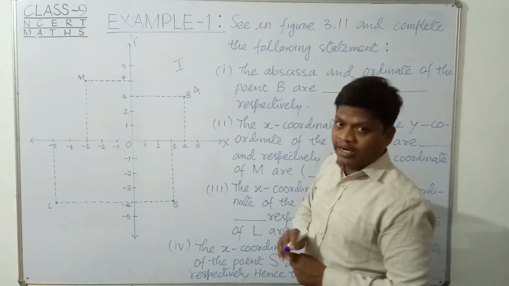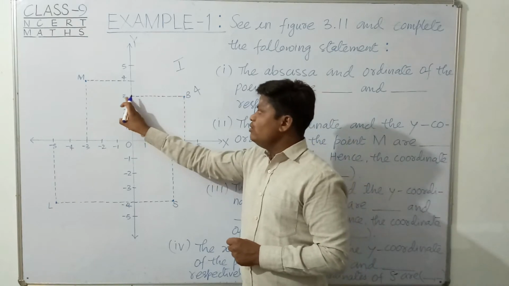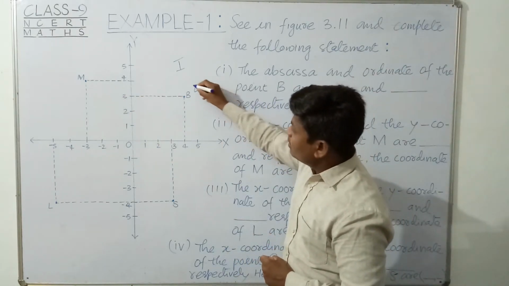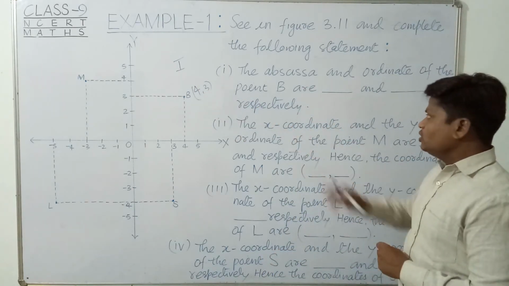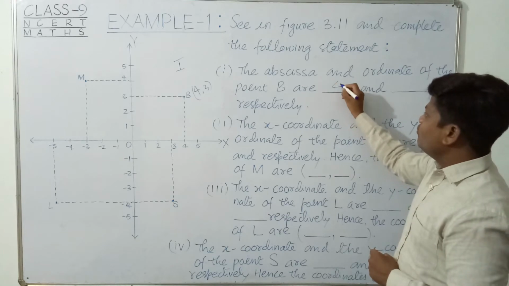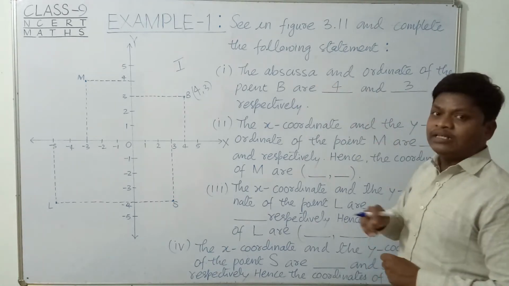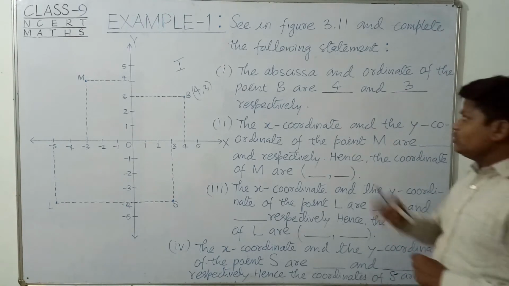This is the x coordinate, that is known as the abscissa, and here you can match this line and you can see 3 is the y coordinate. So we can write 4, 3. This is the way we can write the coordinate of the point B in the quadrant 1. So here you can fill the 4 and 3, right? 4 means the abscissa, that is the x coordinate, and 3 means the ordinate which is the y coordinate. So this is the answer.